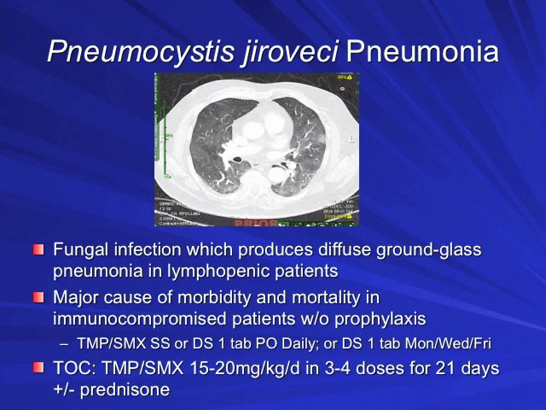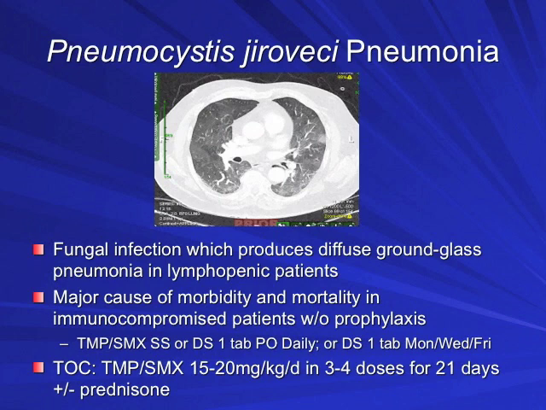One last one, because this is a mold: Pneumocystis jirovecii pneumonia, right? This is a diffuse fungal infection which produces this diffuse ground glass pneumonia in lymphopenic patients, and this is a major cause of morbidity and mortality in immunocompromised patients without prophylaxis. And so there's all kinds of dosing for Bactrim prophylaxis in these patients, including 1 tab daily of single strength or double strength, 1 tablet 3 times a week.